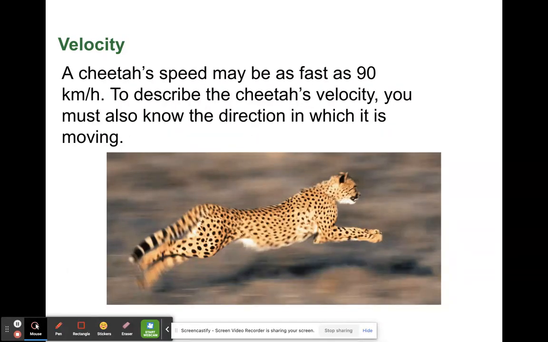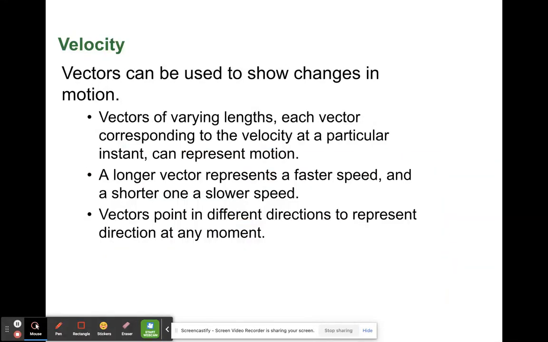Now, vectors are important because, and I'm not going to get too far off topic, but it really has to do with frame of reference. Okay, and we'll explore that after this lecture. I've got some worksheets I want to do with you guys. But a cheetah's speed may be as fast as 90 kilometers per hour. To describe the cheetah's velocity, you need to know the direction that it's moving.